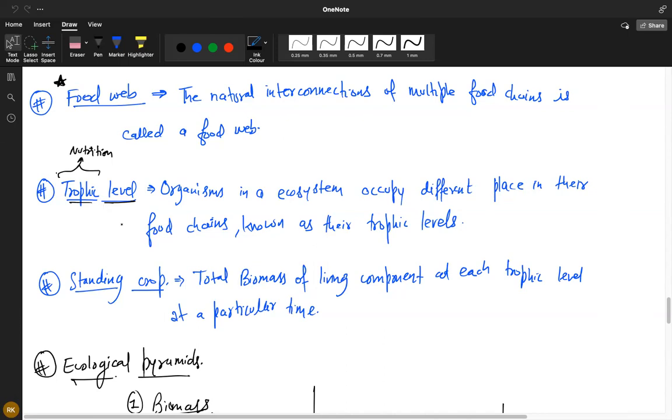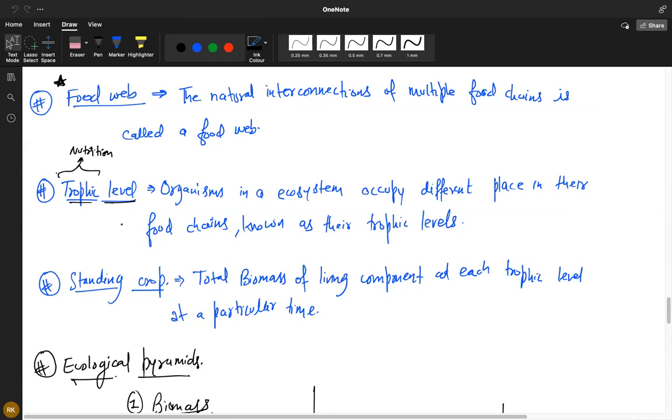So for that trophic level, these rabbits were feeding on, let's say, carrots. So there are carrots, then there are rabbits, and then there are foxes that hunt down the rabbits and eat them. So there are three trophic levels that we established. There will be a standing crop of carrots, the total biomass of carrots that will sustain the total biomass of rabbits, that will sustain the total biomass of foxes.